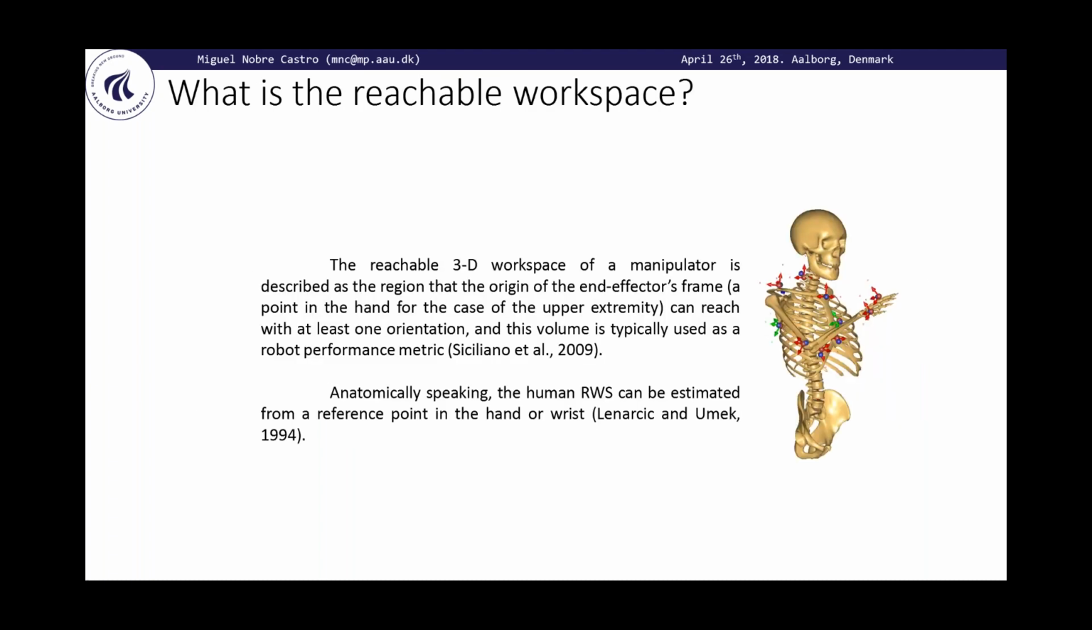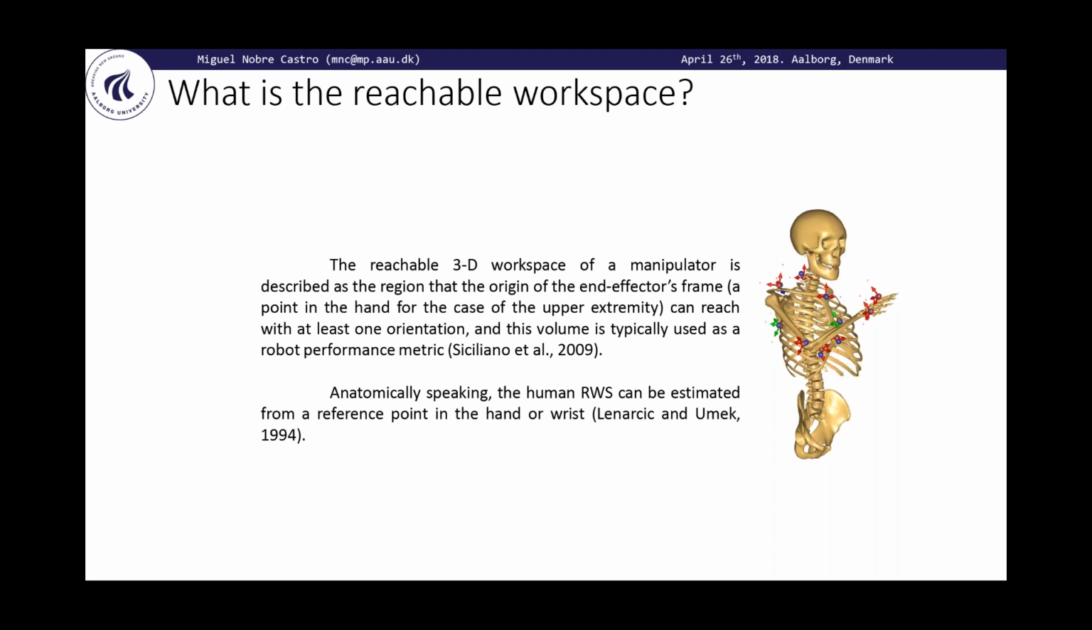So first of all, what is the reachable workspace? If we think of robotics and manipulators used in robotics, typically the reachable workspace is a region or a volume that is defined by all the positions that the end effector of that machine can reach, or can be positioned at with at least one orientation.